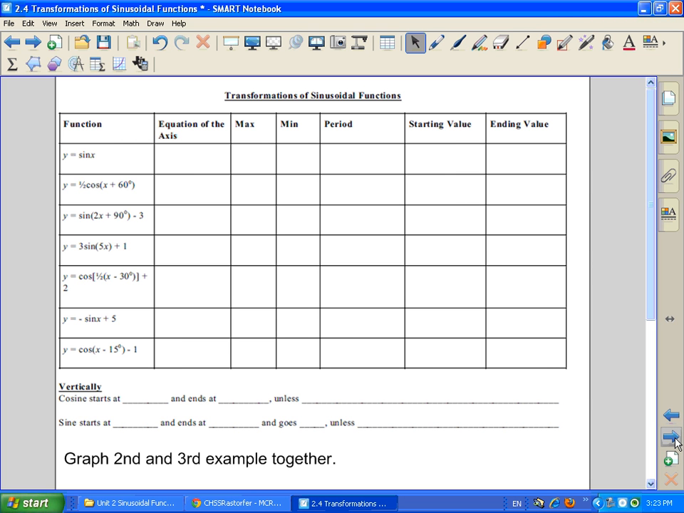The key things I want to remember, I'm going to write up top. For example, the equation of axis is y equals c. Your maximum value is c plus the absolute value of a, whereas your minimum value is c subtract the absolute value of a. Your period, remember guys, is 360 degrees divided by the absolute value of k. Your starting value, that's your d, and your end value is going to be your d plus your period.